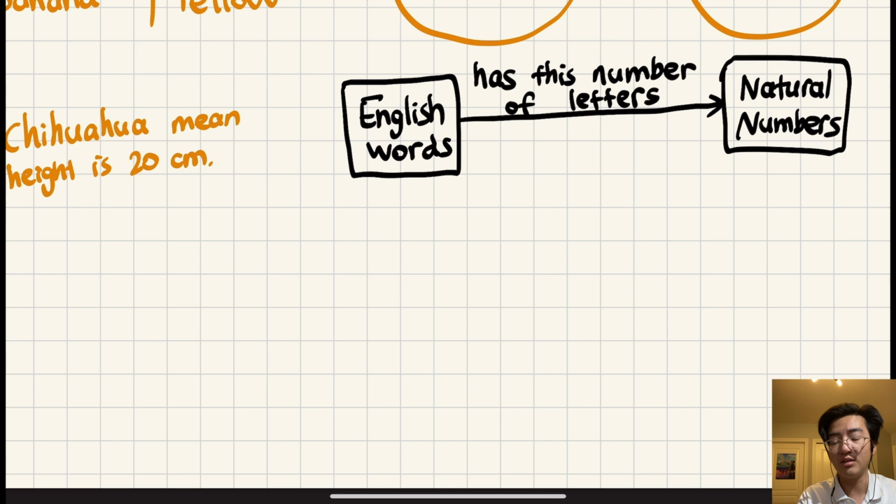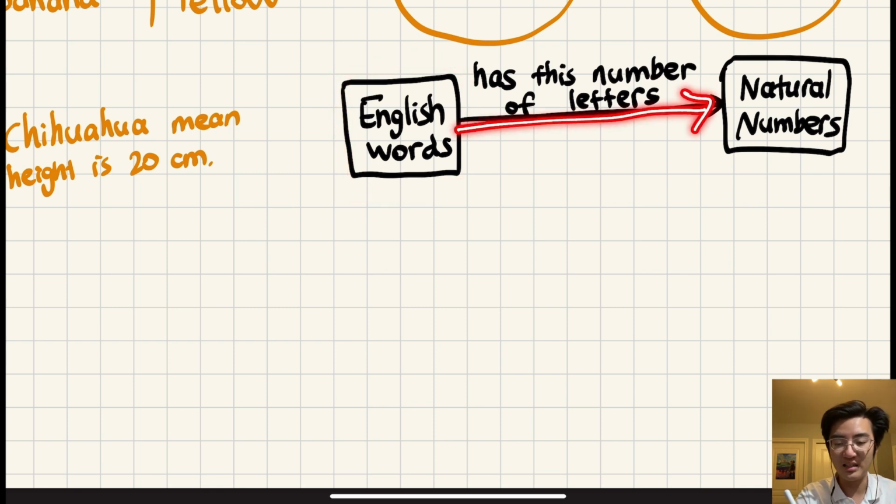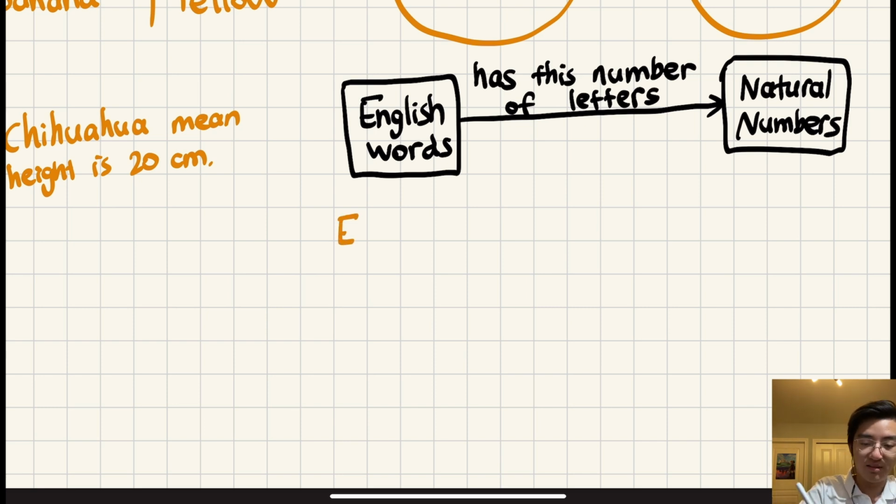And lastly, here's another relation. This is very close to what a function looks like, which we'll cover in the next few lessons. We are looking at two boxes here. English words, with a box, has this number of letters, two natural numbers. Let's take a random English word, say English, and has this number of letters. How many letters does English have? It has 7 letters, which means that English would then relate to the number 7.